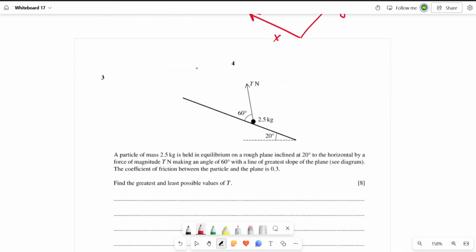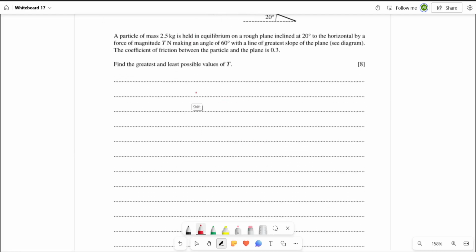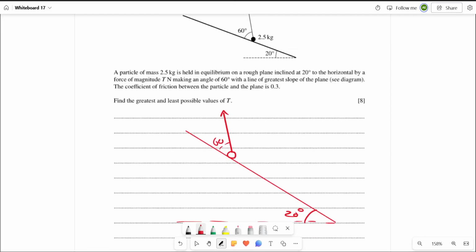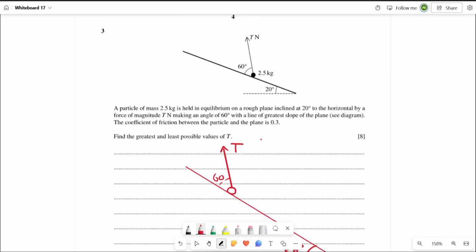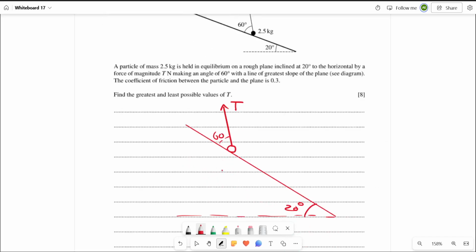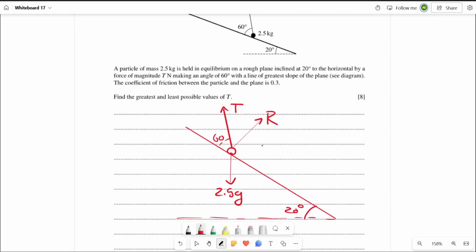Now let's draw a free body diagram. Let me redraw everything so I can have space. So this is 20 degrees. This is the ball over here. I have tension force at 60 degrees. This is tension. Okay, let's start by drawing all the forces. I'm going to have the weight directly down. It's going to be 2.5 g, okay? And I'm going to have, obviously, the normal force or the reaction force, R, and I'm going to have friction.